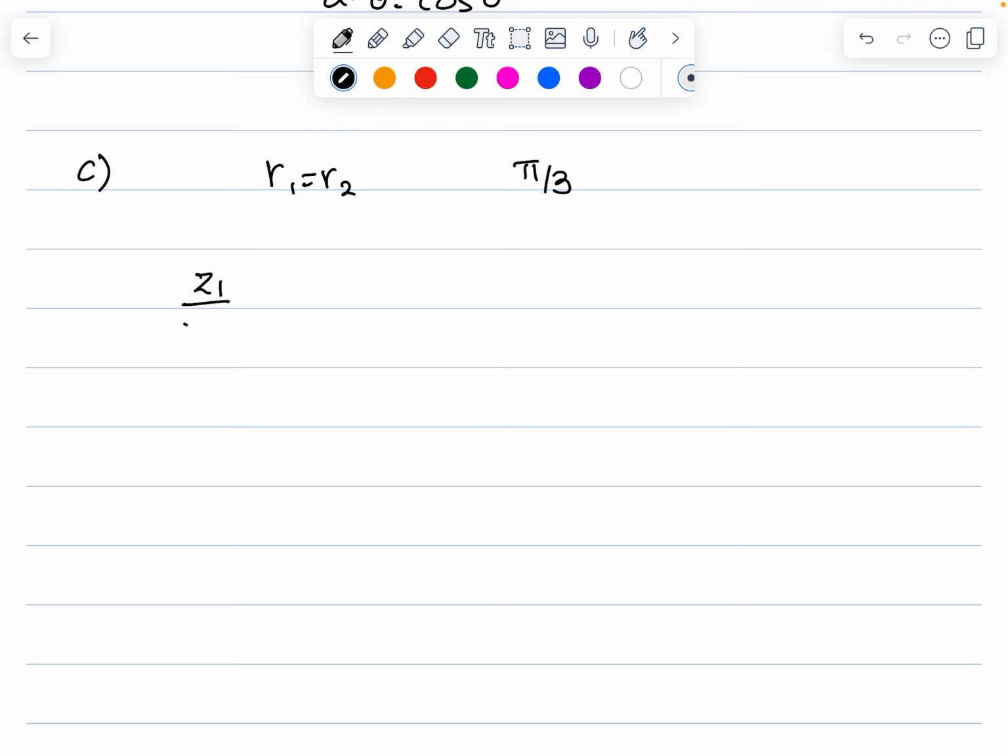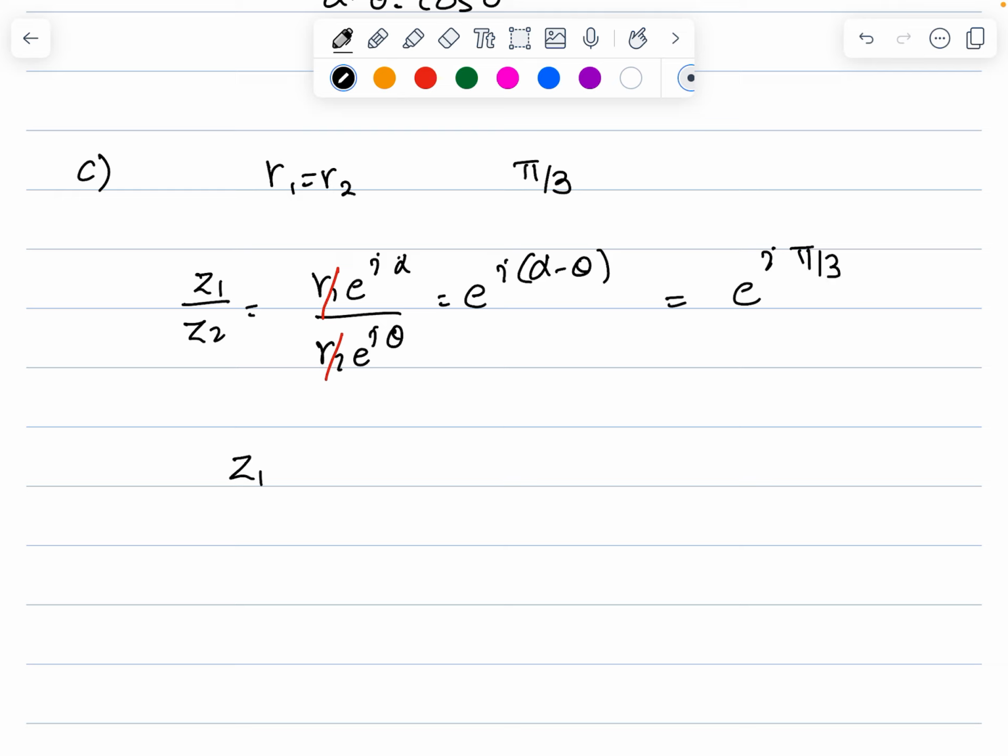So Z1 upon Z2 is R1 e to the power of I alpha divided by R2 e to the power of I theta. We know that it is an equilateral triangle. R1 R2 gets cancelled, e to the power of I alpha minus theta. But we know that it is an equilateral triangle, so therefore it is I pi by 3. So Z1 equals Z2 e to the power of I pi by 3.